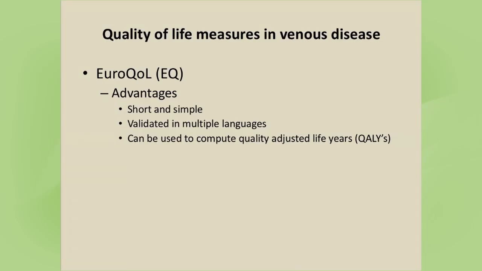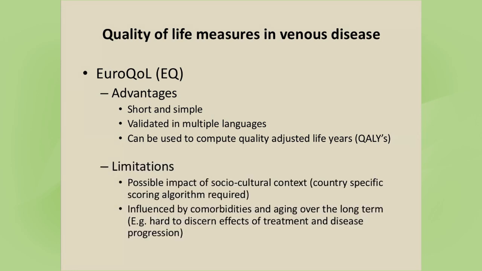Advantages of the VEINES-QOL: it's short and simple. It's been validated in multiple languages, and it can be used to compute quality-adjusted life years. As far as the limitations go, there is an impact from a socio-cultural context. So you require a country-specific algorithm. And so if you're doing studies across multiple countries, how do you reconcile the differences? That could be an issue.